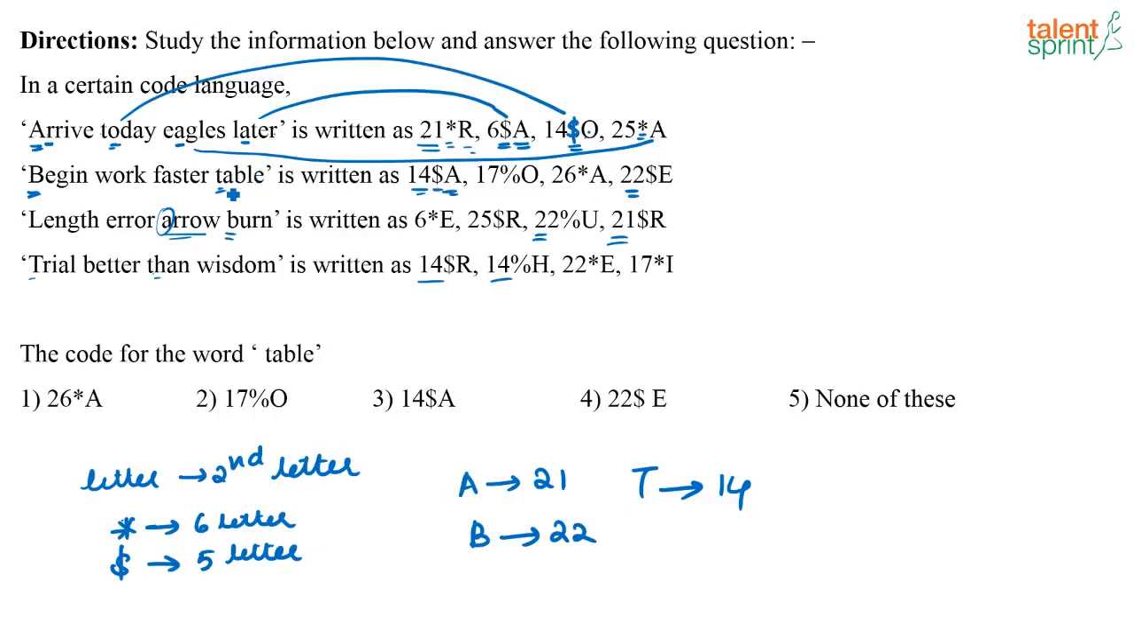See, here you have to find out what is the code for table. So if I know the letter logic, right, table, the second letter is what? It is A. So the letter that I have to use is going to be A. Then again it's a 5-letter word. So if it's a 5-letter word, I have to use a dollar. Then just look at the codes here. There is only one code which ends with that. So obviously this has to be your answer, right? So the correct answer here will be $14 A. I hope it is clear.